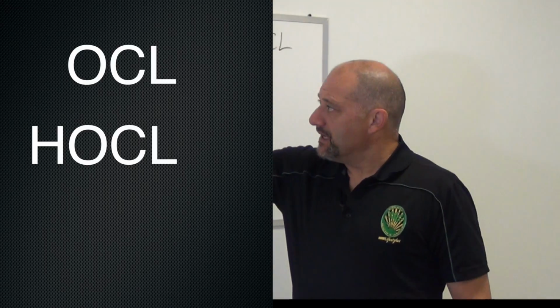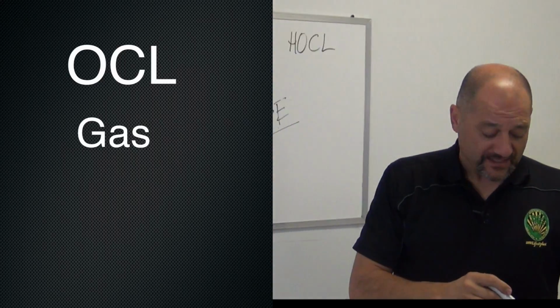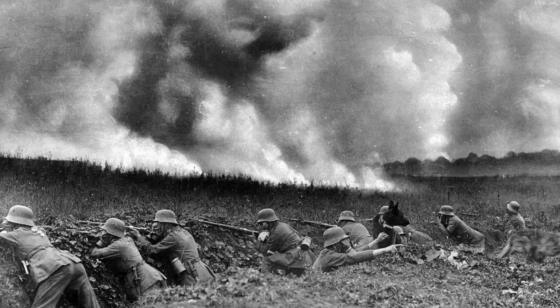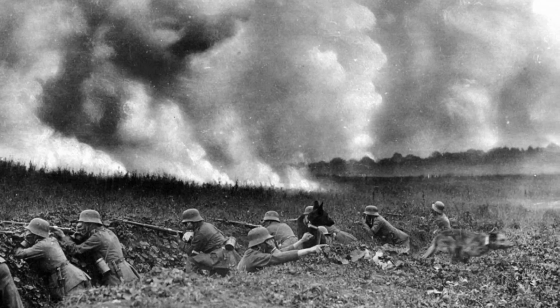So, again, this can be made as a gas. Now, if it's made as a gas, does anyone remember in history class there used to be a gas that they used in the war, First World War specifically? Remember? Mustard gas. What's the primary ingredient of mustard gas? Chlorine gas. Exactly.